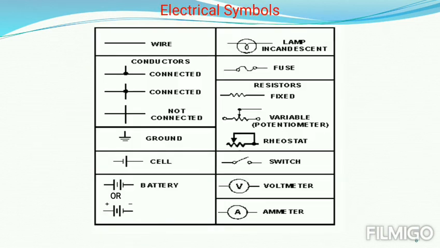Here we go with some electrical symbols generally we use in electrical circuits. Here we go with the representation of wire, conductors which are connected and not connected, symbol for ground, for a cell, a battery which is a group of cells, and incandescent lamp, symbol for fuse, resistors fixed and variable, switch, voltmeter and ammeter. So all these symbols generally we use in our electrical circuits.